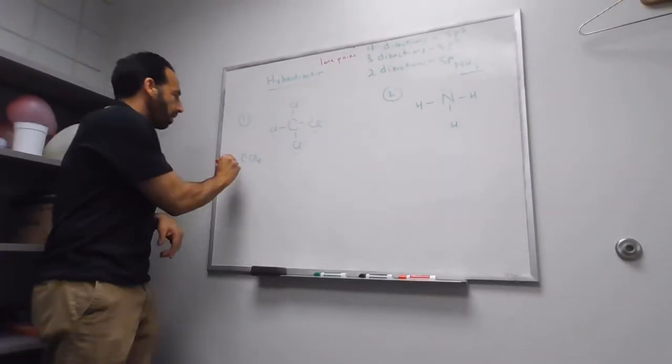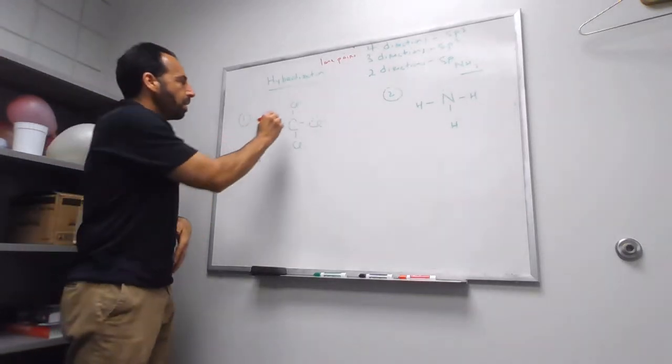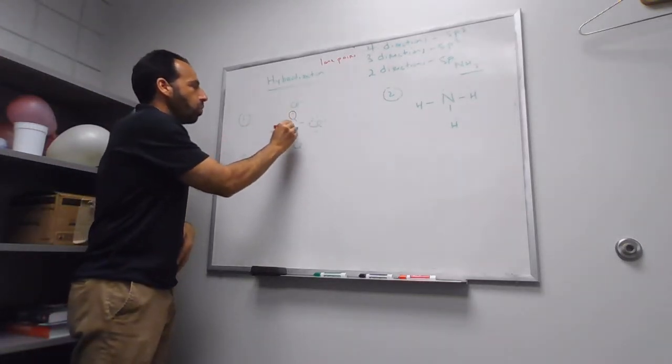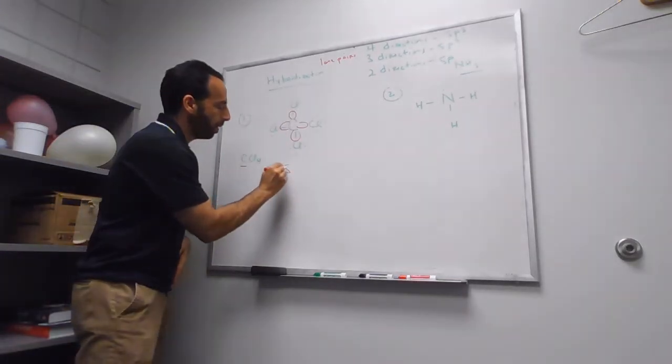Let's look at this. Again, we're looking at carbon. We're going to focus on carbon. This is carbon tetrachloride. There's 1, 2, 3, 4 bonding directions, sp3. Simple as that.